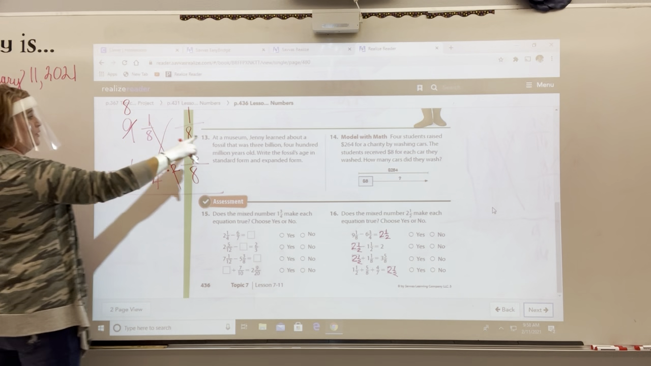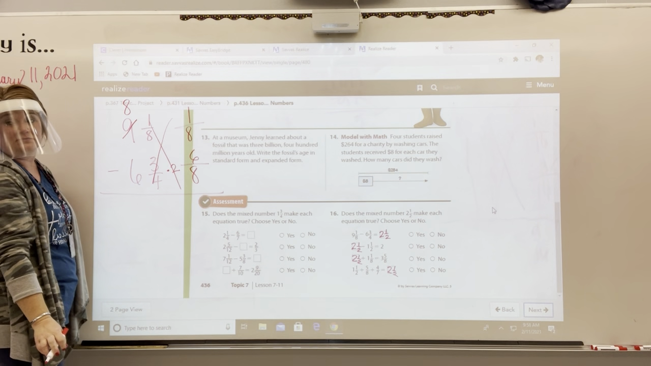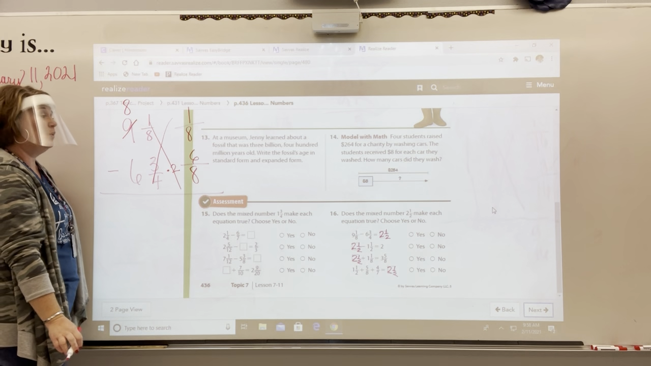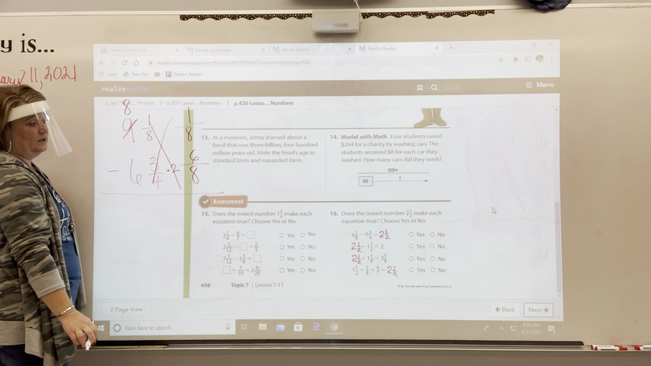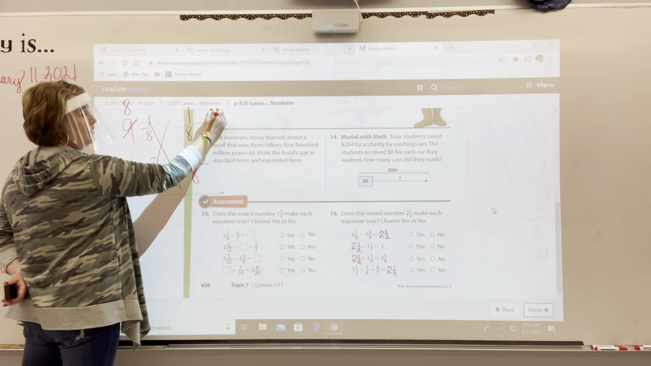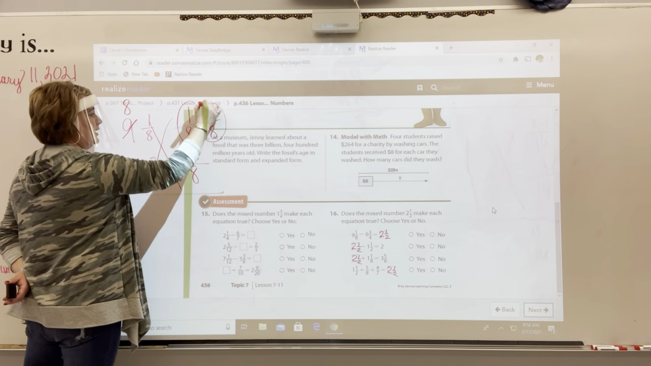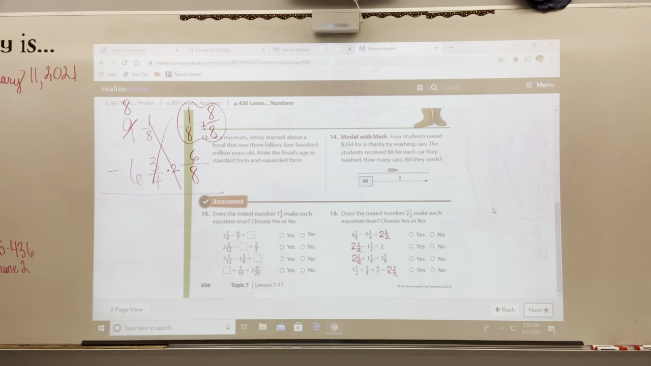And that 1 that I borrowed has to land right here. Last time, Brooklyn told me it was 12 twelfths. Do you want it to be 12 twelfths? No. Why not? Because my denominator's different, isn't it? What's my denominator now? So it needs to be 8/8. Good job. I'm going to circle that because I have to combine those together. So Xander, what's 1/8 plus 8/8? 9/8.